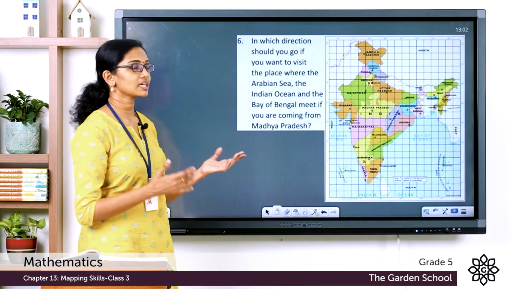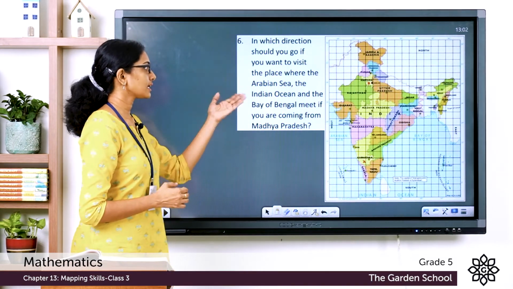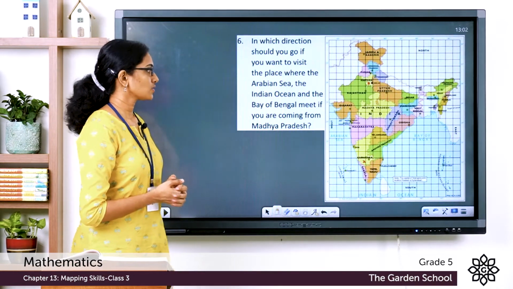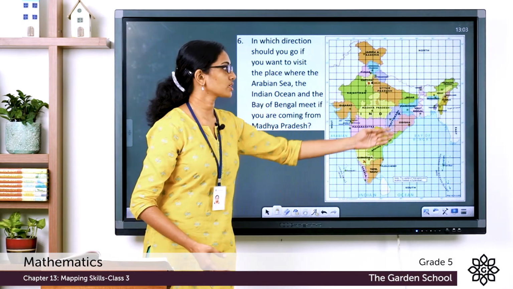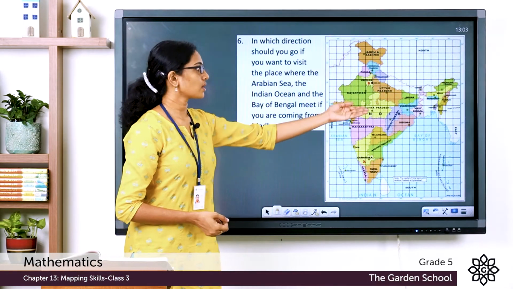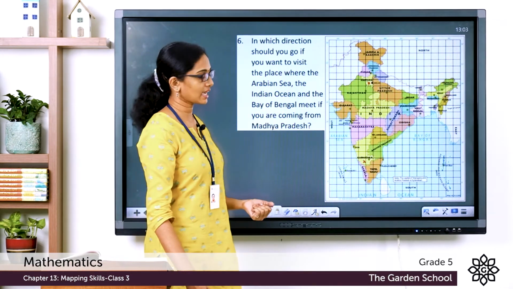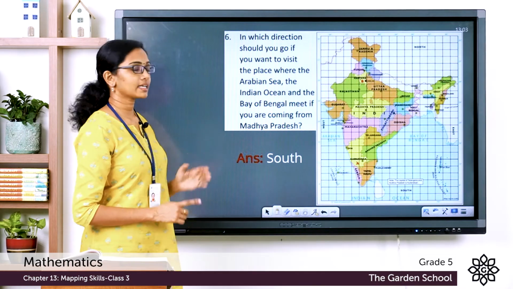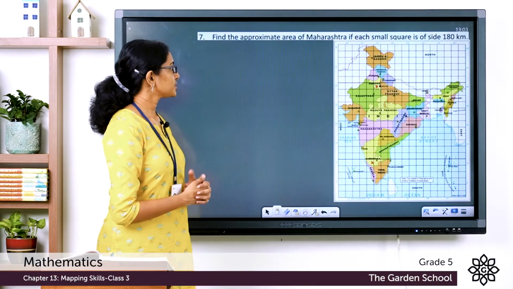Question number 6. In which direction should you go if you want to visit the place where the Arabian Sea, the Indian Ocean and the Bay of Bengal meet if you are coming from Madhya Pradesh? So first, let's have a look at the point where these three are meeting. They are meeting towards the south of India. So if you're coming from Madhya Pradesh, which direction should you move? You should move towards the south. So it is the south direction that you should go. Now, let's move on to the next one.